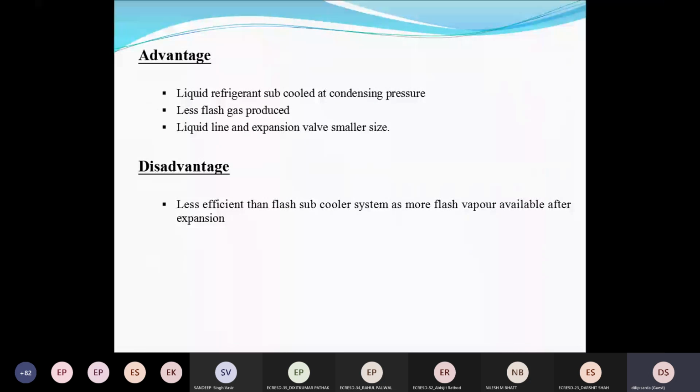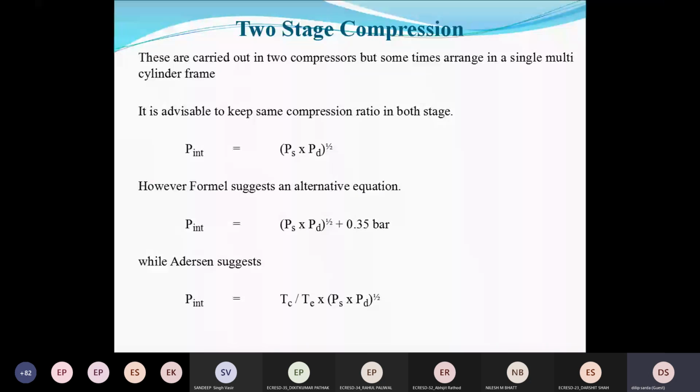Friends, now a question comes to us. What should be the intermediate pressure? In our books, we have read many times that intermediate pressure is under root of PS into PD. I think Sparks and Dellio, any book you refer to, it is specified that intermediate pressure as under root of PS into PD is advisable. But there are many research papers published on this, and they say it is not; it should be plus something extra.